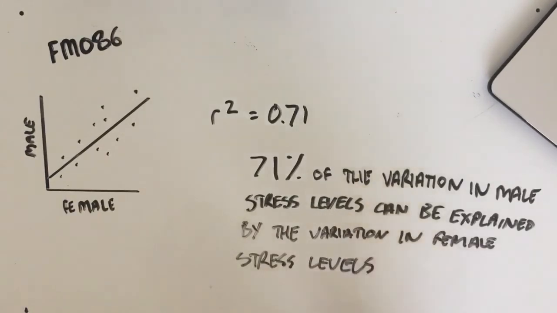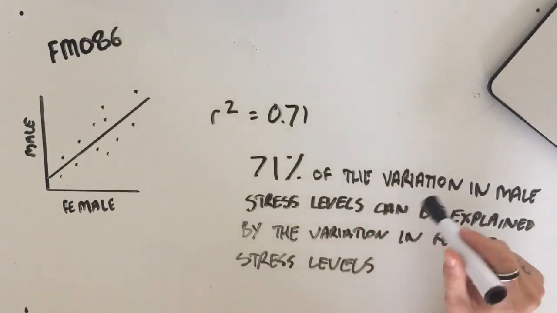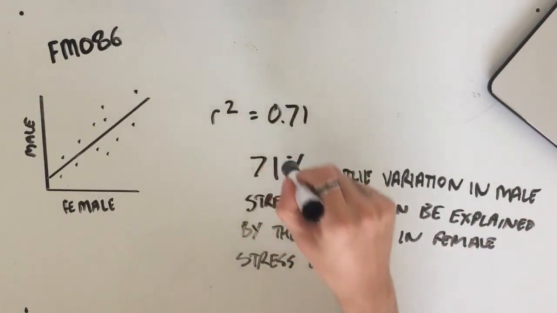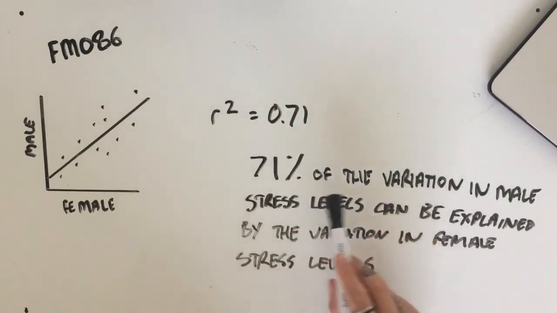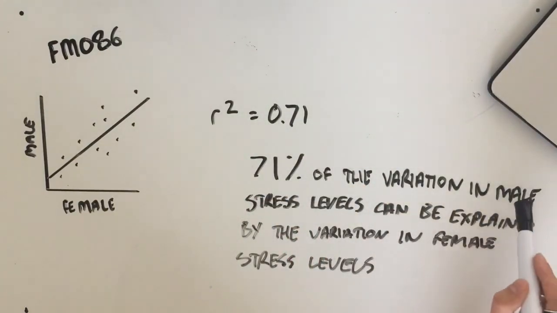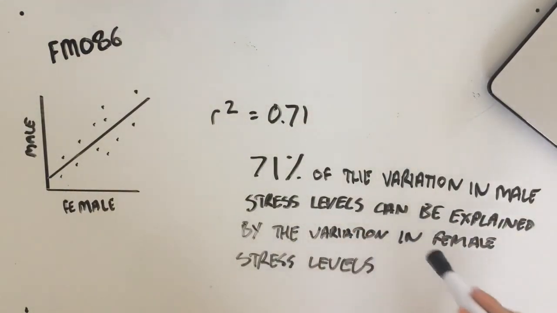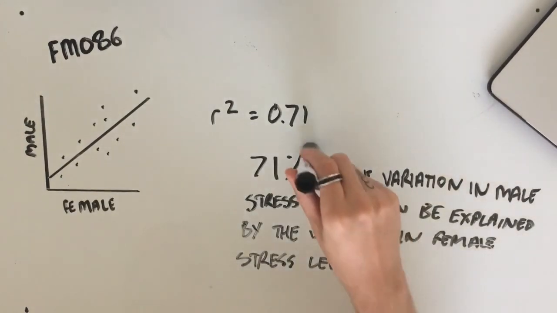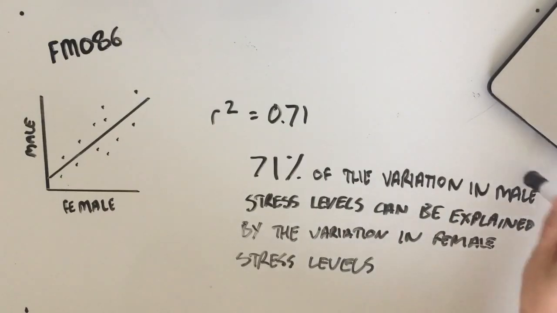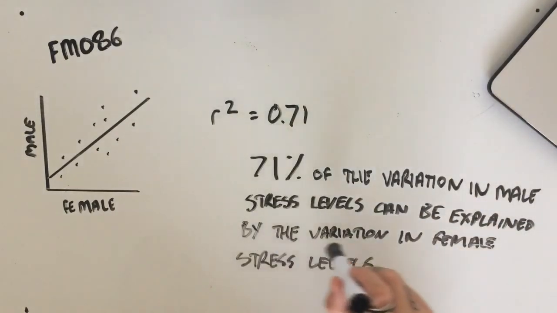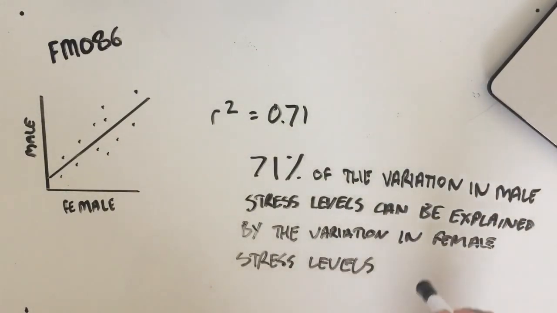Once again, this is a fairly straightforward template for this kind of question. When you're asked to interpret the coefficient of determination, we do it pretty much the same way. Whatever our percentage is, so 71%, of the variation in our response variable, or our y value, so male stress levels, can be explained by the variation in our x value, or our explanatory variable. So: percentage of the variation in the response variable can be explained by the variation in the explanatory variable.